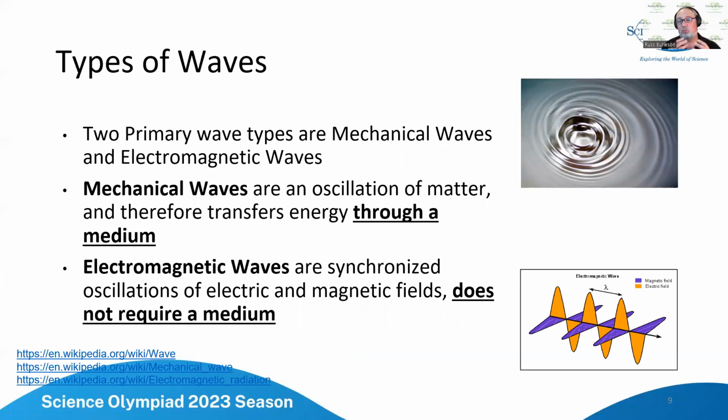So let's talk about the two major classes of waves. We're going to talk about mechanical and electromagnetic waves. Mechanical waves are an oscillation of matter. In other words, there has to be a medium. So if I've got sound, which is a mechanical wave, it has to go through air, or metal, or some sort of matter for it to go forward.